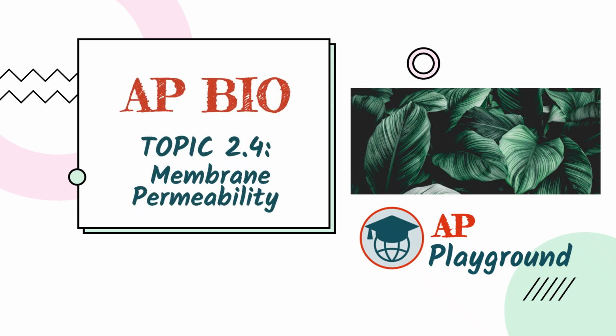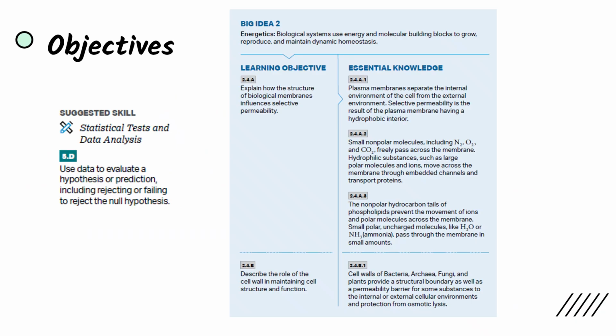Today we're covering topic 2.4, membrane permeability. So we've talked about the plasma membrane and the components that make it up, but now we're going to be discussing how the structure of the membrane influences selective permeability, which is also a concept we'll be discussing within this lesson. Specifically focusing on the separation of the internal environment and the external environment, and of course how different molecules can pass through the membrane.